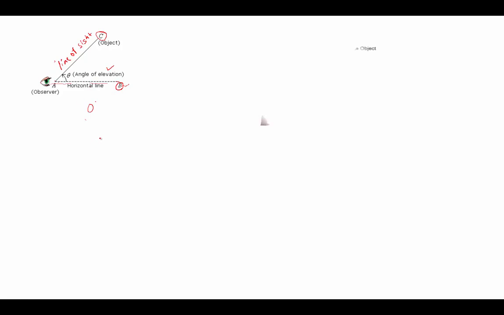Going further, one man is standing here and the object is placed here. He has to elevate his eyes to spot the object. This will be the line of sight, as this is the ray passing from the eye to the object to make the object visible to him. Generally this is the horizontal line, which is parallel to the eye. He is elevating his eyes to see this object, therefore this will be the angle of elevation.